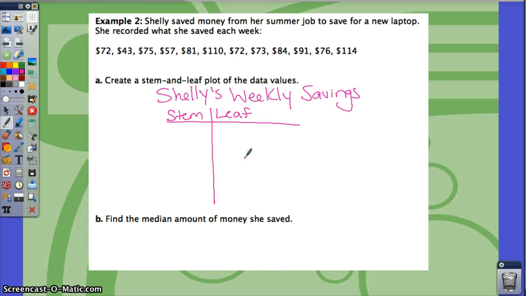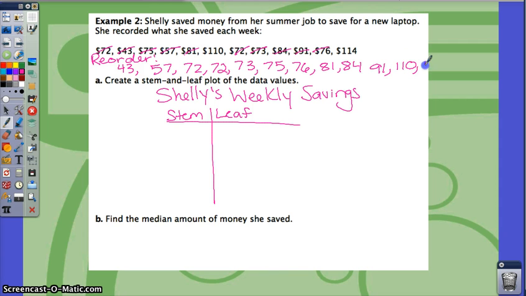It helps if you put the data in order first. So you may want to do that, okay? If you only have a few, you may not need to do this, but we have a lot. Let's make sure we get them in order. So the smallest value I see is 43. Then I see 57. Then 72. Oh, I have another 72. Then I see 73, 75, 76, 81, 84, 91, and now I have this 110, 114.